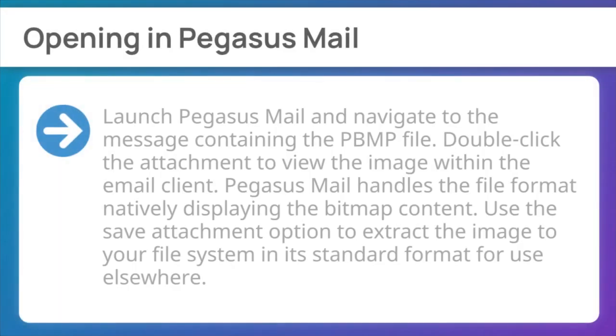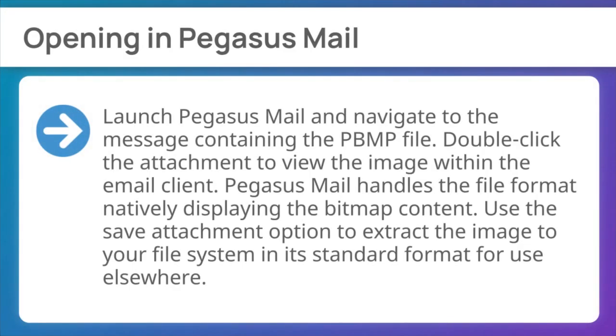First, opening in Pegasus Mail. Launch Pegasus Mail and navigate to the message containing the PBMP file. Double-click the attachment to view the image within the email client. Pegasus Mail handles the file format, natively displaying the bitmap content. Use the Save Attachment option to extract the image to your file system in its standard format for use elsewhere.